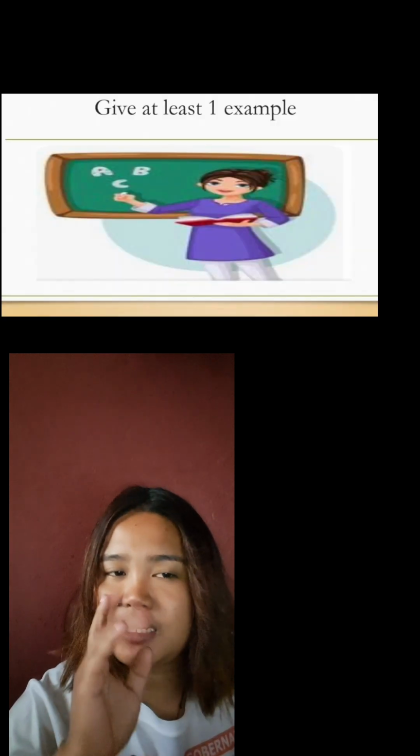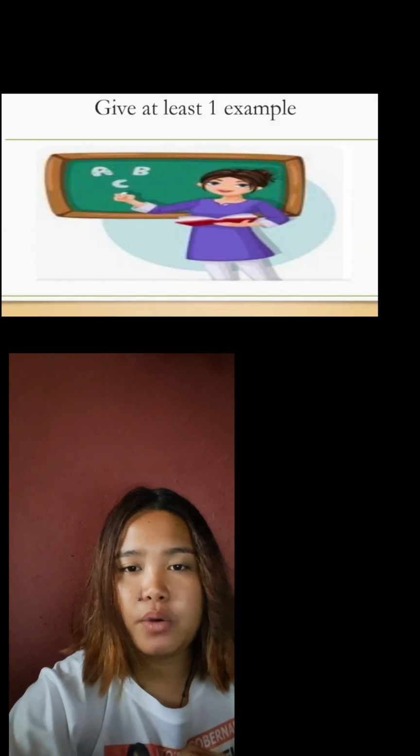Give me at least one example of a poster. As I said earlier, an example of a poster is Nutrition Month. We can create a poster about Nutrition Month. We can also make a poster about COVID-19, about Valentine's, or any idea that you want to create a poster about. So now let's proceed.